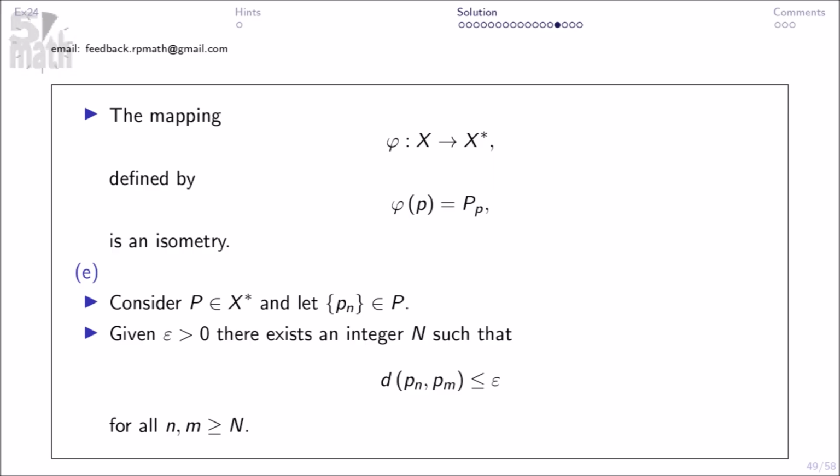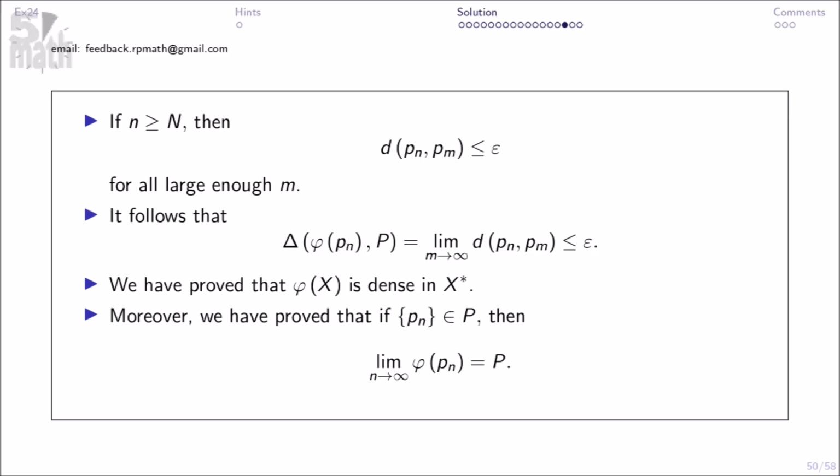Consider big P in X star and let small pn in big P. Given epsilon greater than 0, there exists an integer big N such that this for all little n, m bigger than or equal to big N. If little n greater than or equal to big N, then this for all large enough m. It follows that this. We have proved that phi of X is dense in X star. Moreover, we have proved that if pn in big P, then this.